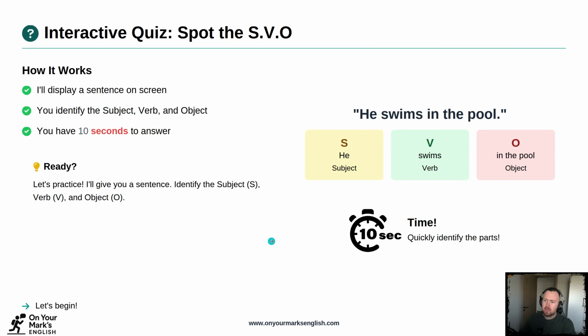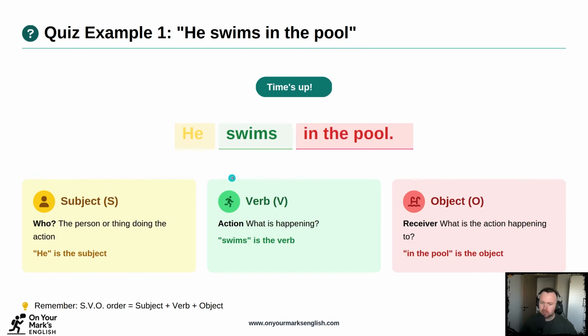Let's keep going. We're going to have a little quiz now that you have learned what subject, verb, object is. I'm going to show you a sentence like this one. He swims in the pool, and I'm going to give you 10 seconds to identify the subject, the verb, and the object. We have done this one together as an example, but let's have a look. After the 10 seconds has ended, we will look at it like this.